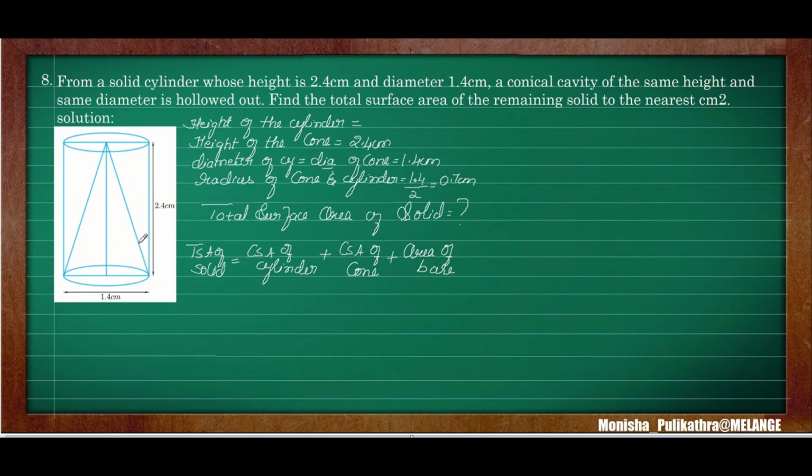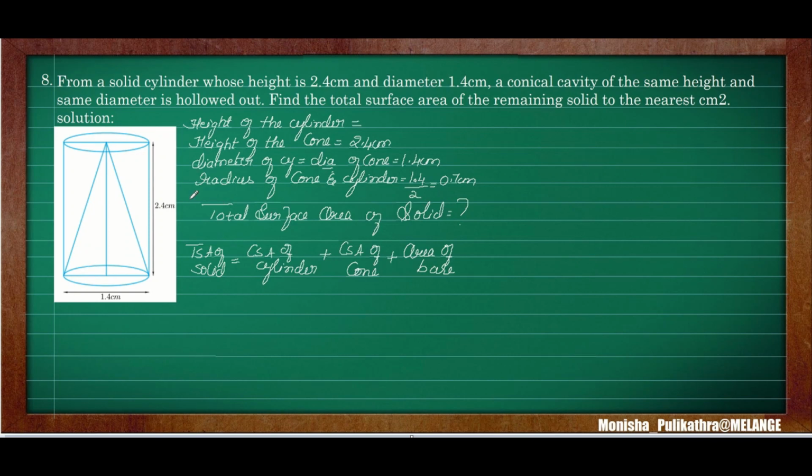So next, the diameter of the cylinder is equal to the diameter of the cone. Both are the same, which is equal to 1.4. If the diameter is 1.4, then the radius of the cone and cylinder will be 1.4 divided by 2, which is equal to 0.7 centimeter. So what we have to find out here is the total surface area of a solid. Okay.